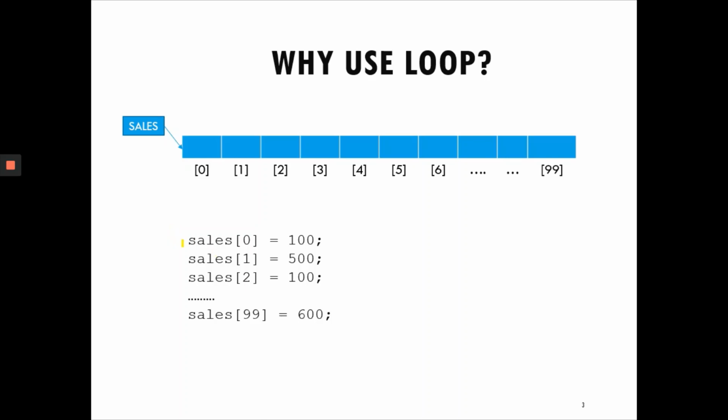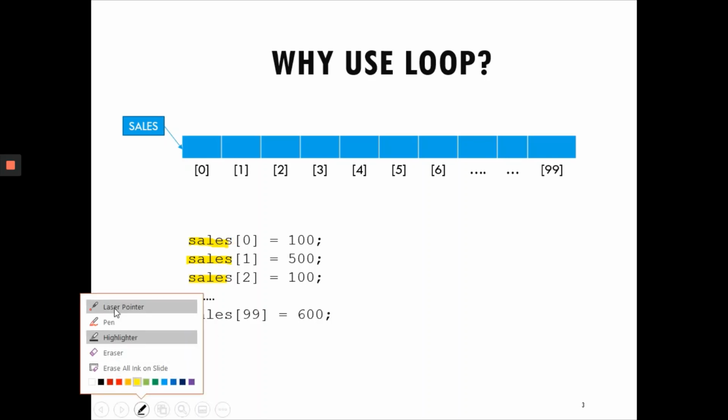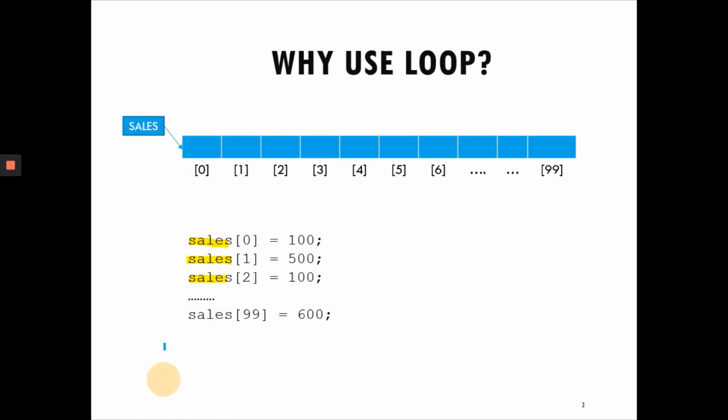If you look at the assignment statements here, we have sales index 0 equals 100. Here also we have sales index 1 and sales index 2. All of the statements are using the same array name. But the value that is changing between these assignment statements is the index value. We start from 0, 1, 2 until 99. So this is where we can use a for loop in order to control the index value.